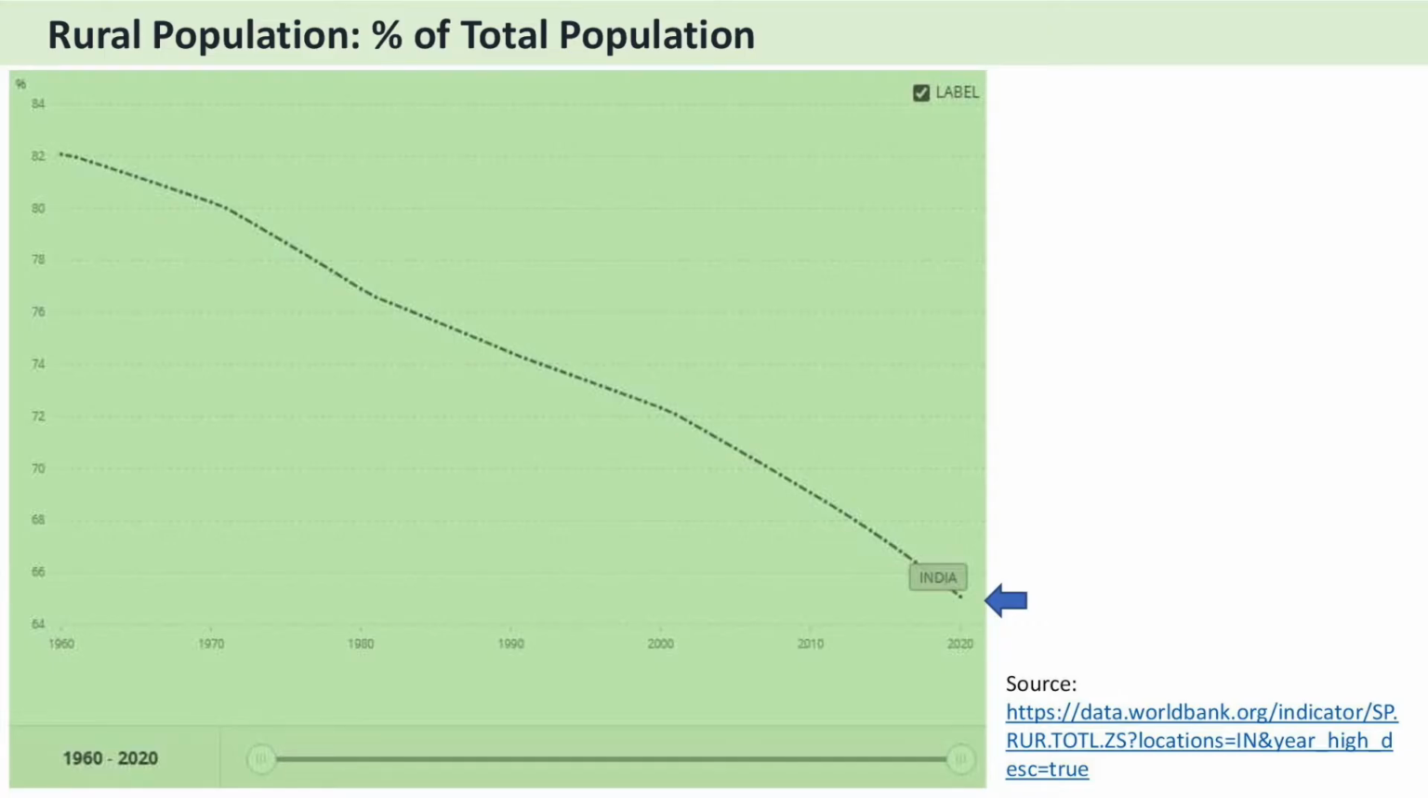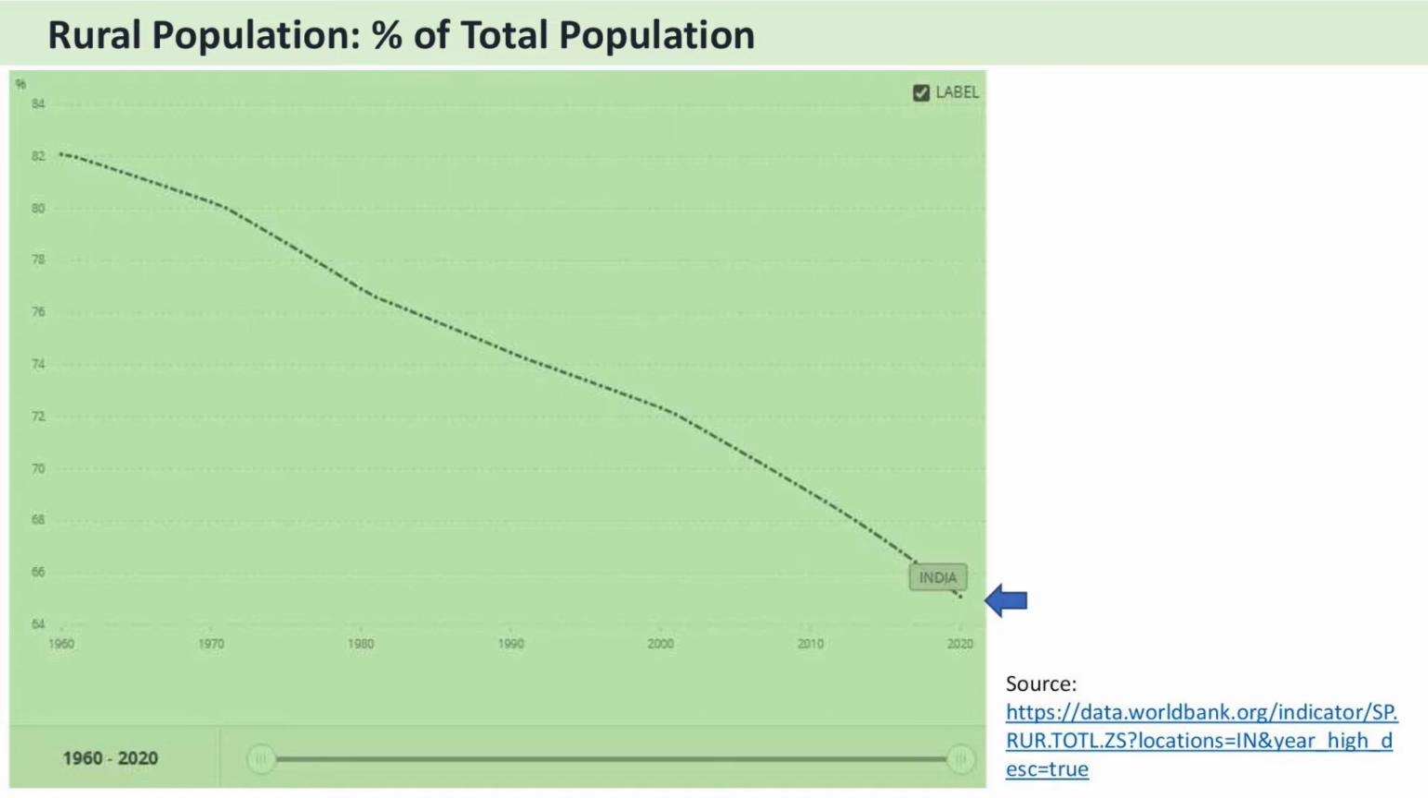If we look at the percentage of total population of India which is rural, that is, rural population in relative terms, as what percent of total population of India is rural, this is what is depicted in this graph. So, from the time frame 1960 to 2020. As per the 2011 census, 68% of India's total population is rural.